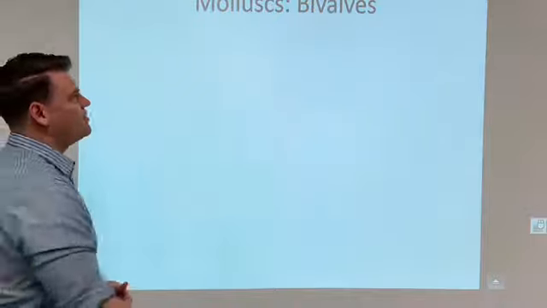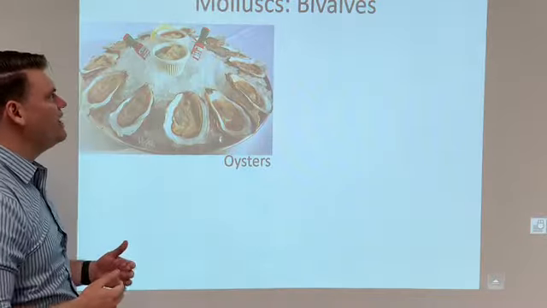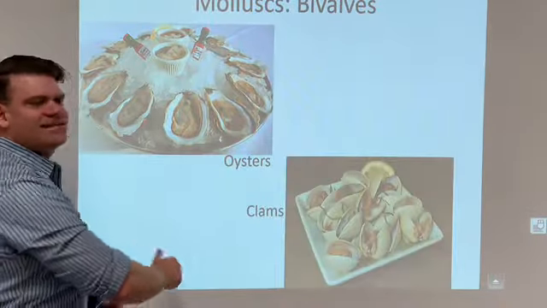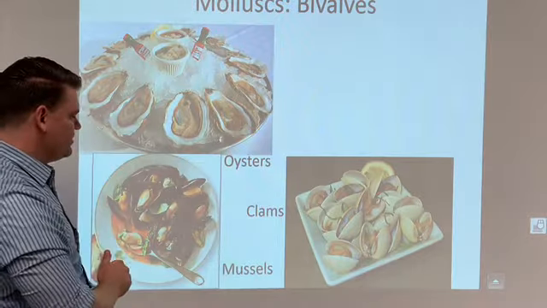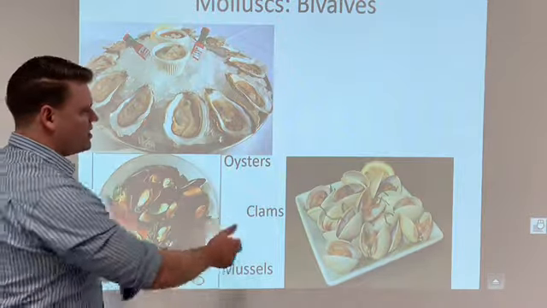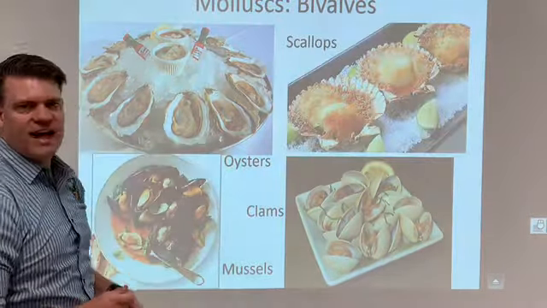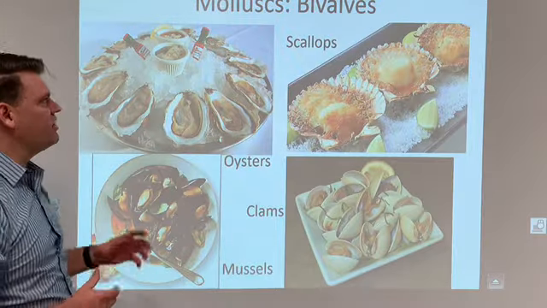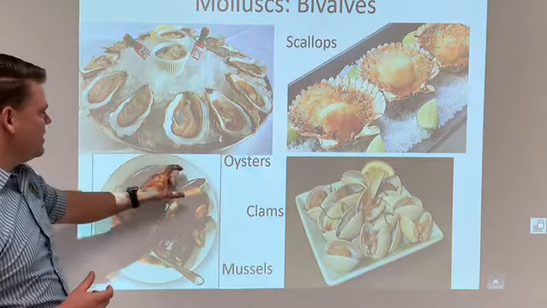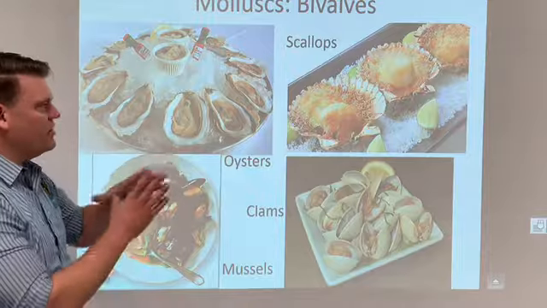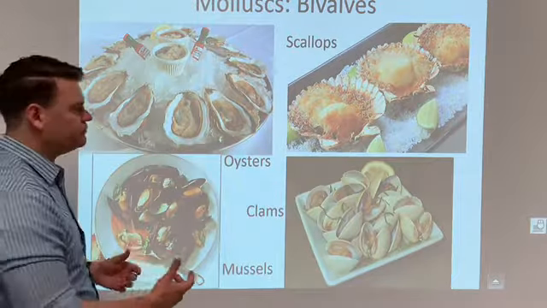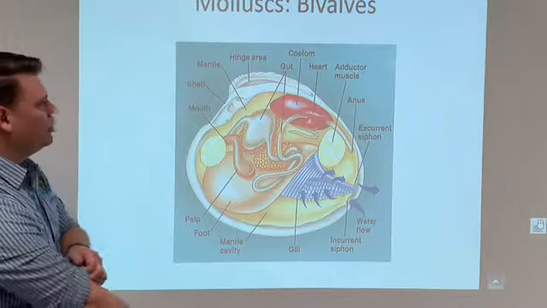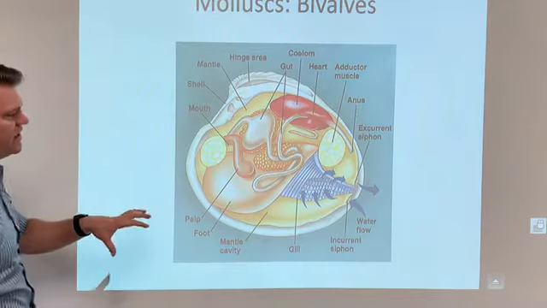All right, so that's our gastropods. Next are our bivalves. Our bivalves are all these nice, tasty things we like to eat. So there are oysters, clams, mussels, and scallops. These are all really good things, and they're called bivalves because they have these shells around them. There's 2 of them, and this gives a nice look at how a bivalve looks on the inside.